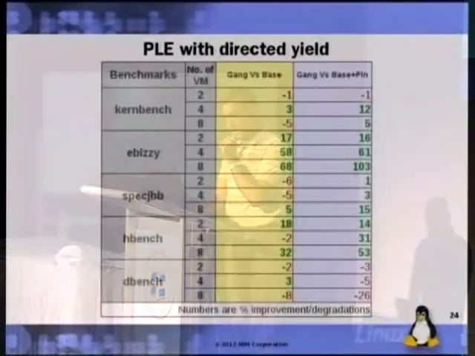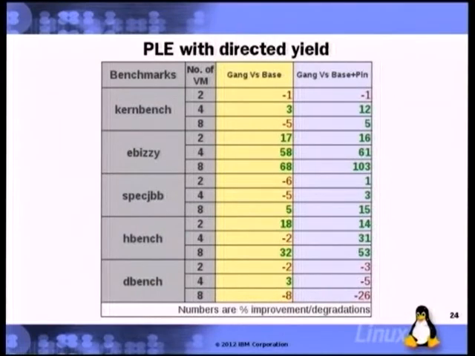So the first slide here is with the PLE. This is hardware which has pause loop exit, the latest hardware, and it has software which would detect a pause loop exit and would try to give the CPU to one of the vCPUs, because it does not know which vCPU holds a lock.